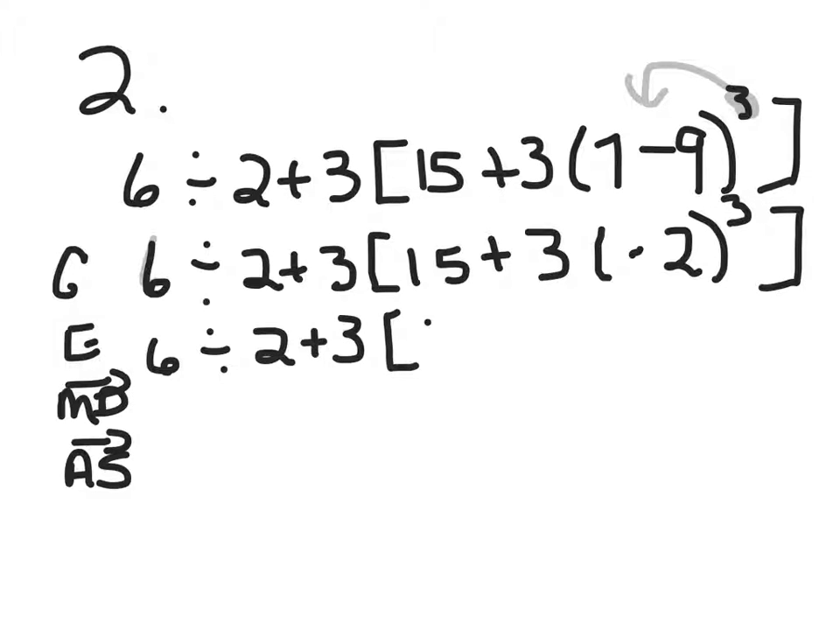So what I need to do inside the brackets is follow my order again. I do not do the multiplication first. I have a 3 times a negative 2, but before I can do that, I need to take care of the exponent because exponents come first. Negative 2 to the third power, what that means is negative 2 times negative 2 times negative 2, or you can use your y to the x button on the calculator. Negative 2 y to the x third power gives you a negative 8.